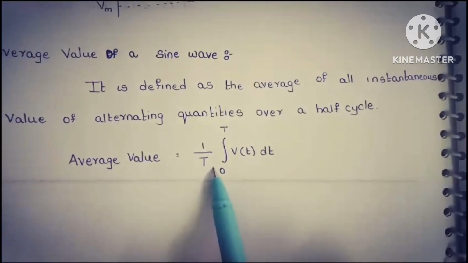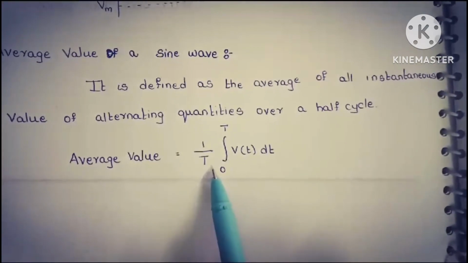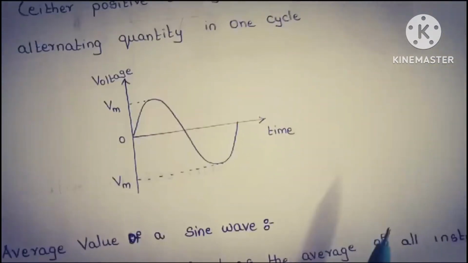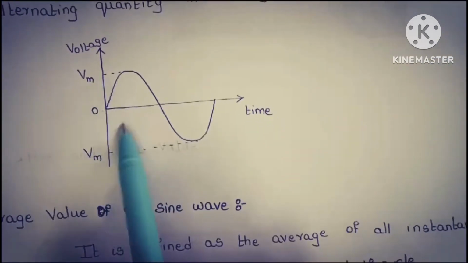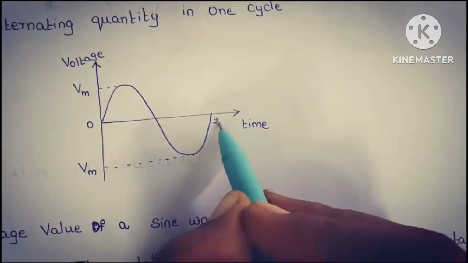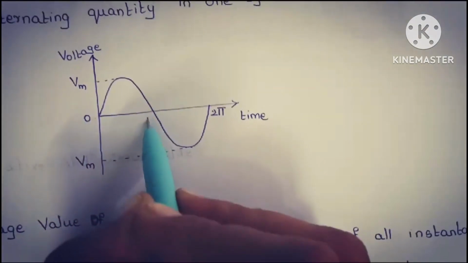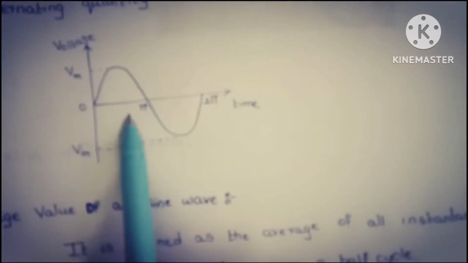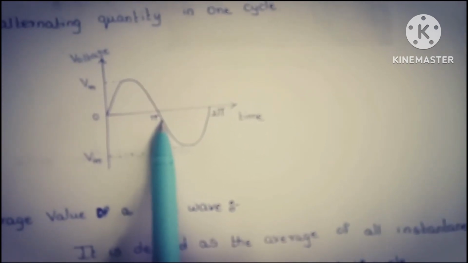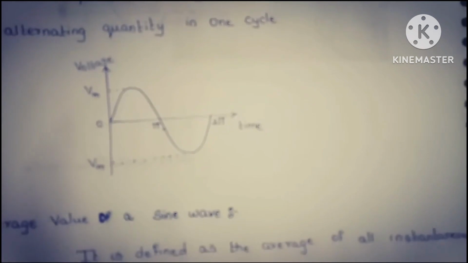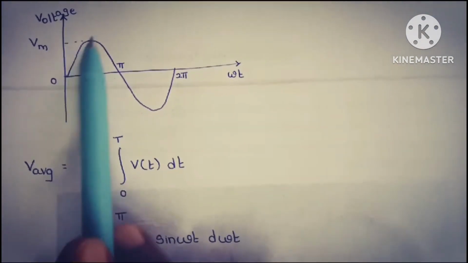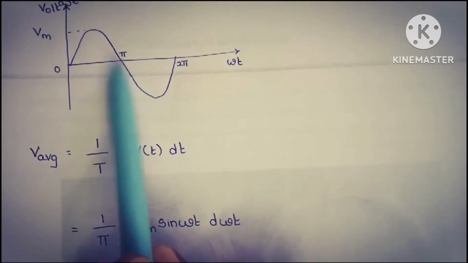Here T indicates the time period, and we have to consider the time period for a half cycle. So if you take this particular waveform, in this sine wave, the total time period is equal to 2 pi. So when we want to consider the time period for a half cycle, then the time period for one half cycle is equal to pi.